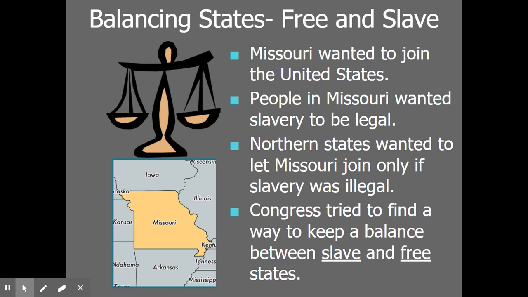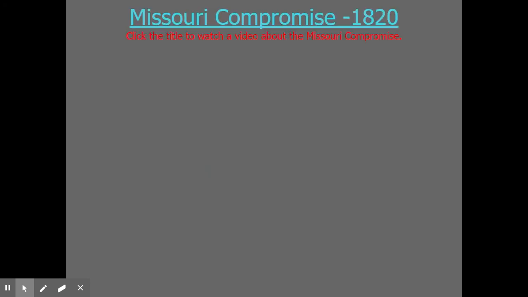Like, what are you going to do? Now you're going to have 12 slave states and 11 free states. How are you going to work this out? So what they come up with is called the Missouri Compromise.